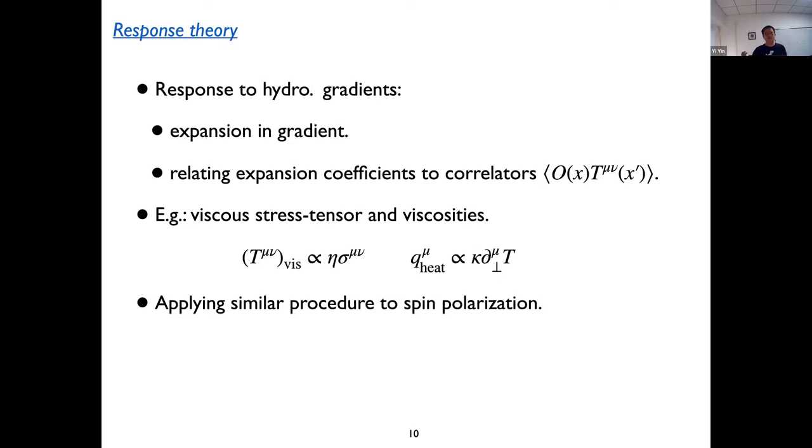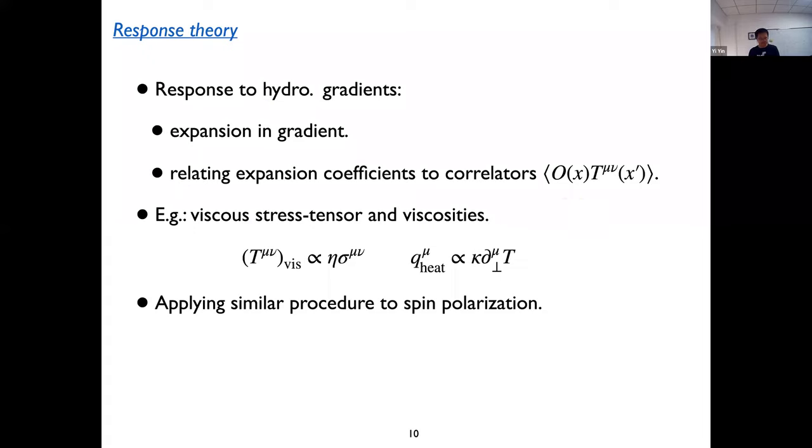In general, response theory is a theoretical method to describe the response of some medium to external disturbances or to inhomogeneities. In particular, for the case of hydrodynamic gradients, what you can do is first expand in the gradient and then relate the expansion coefficients to the appropriate correlators. For example, if you are interested in an observable O, what you can consider is the correlation between this observable O and the stress energy tensor.